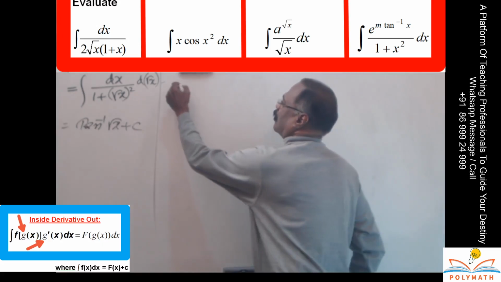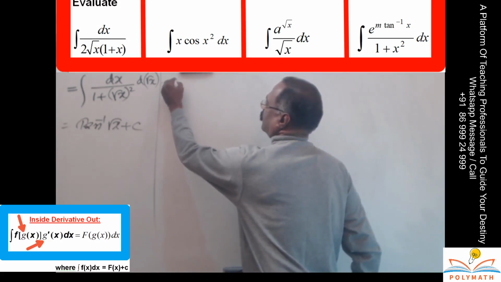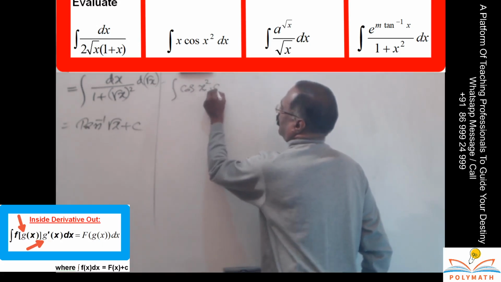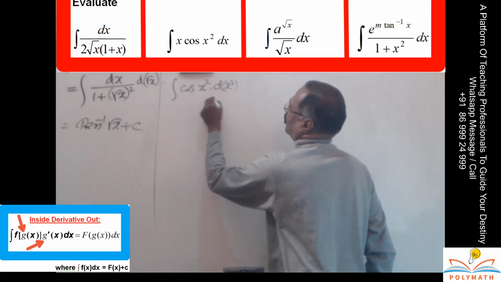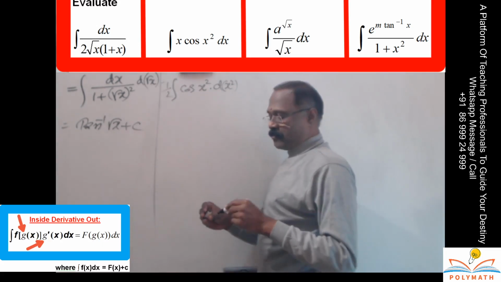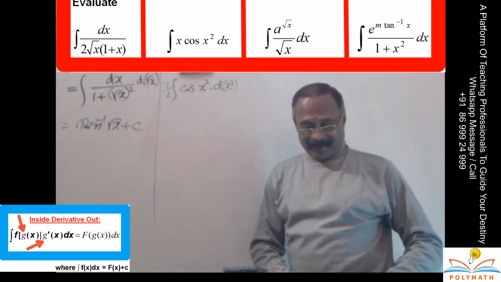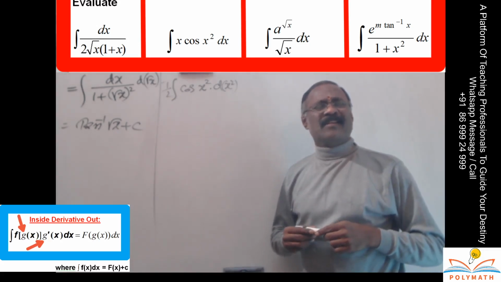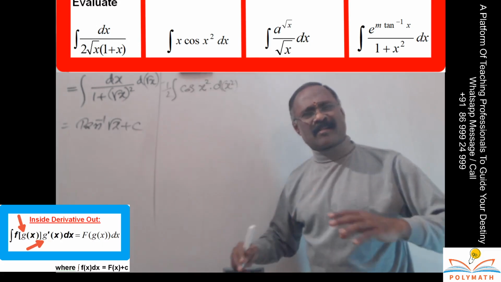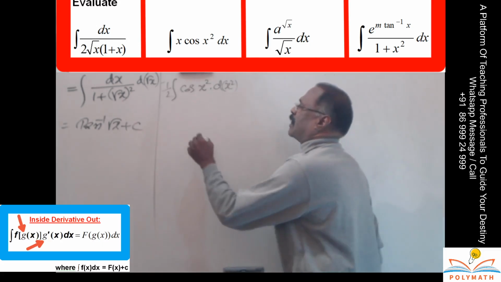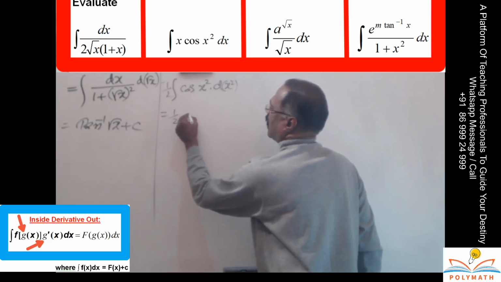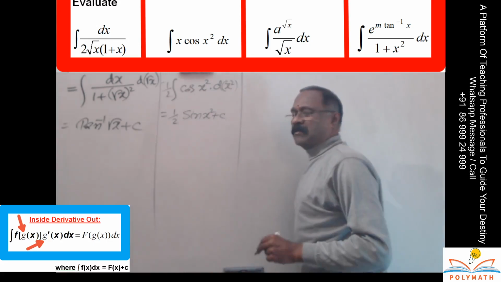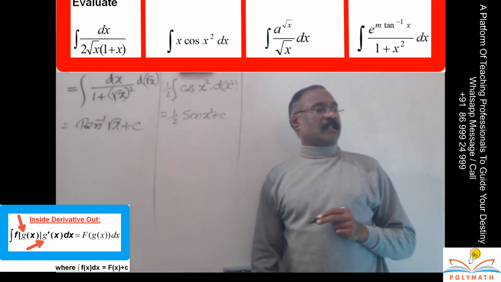So it is integral of cos x square into derivative of x square, which is 1 by 2 I wrote. If you see that carefully, in place of x we have x square. So you have to consider that as integral cos x only. What is integral of cos x? Sin x. So half sin x square plus c. Done. Coming to the next one, please.